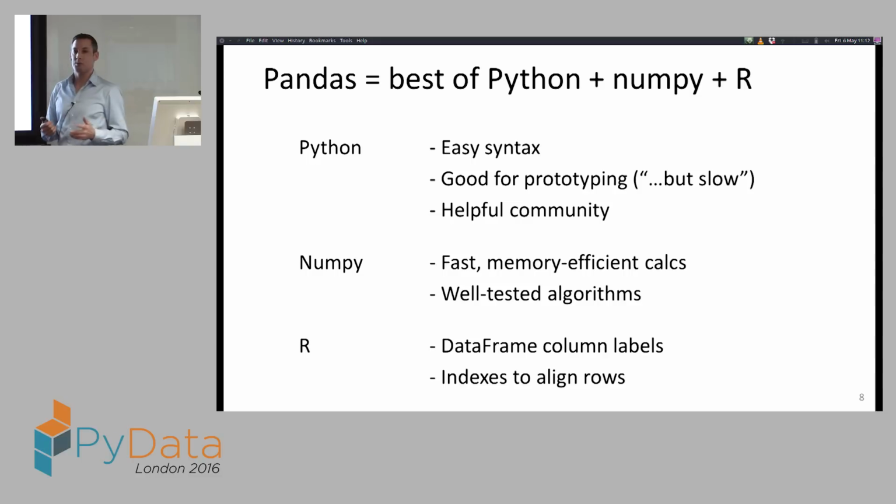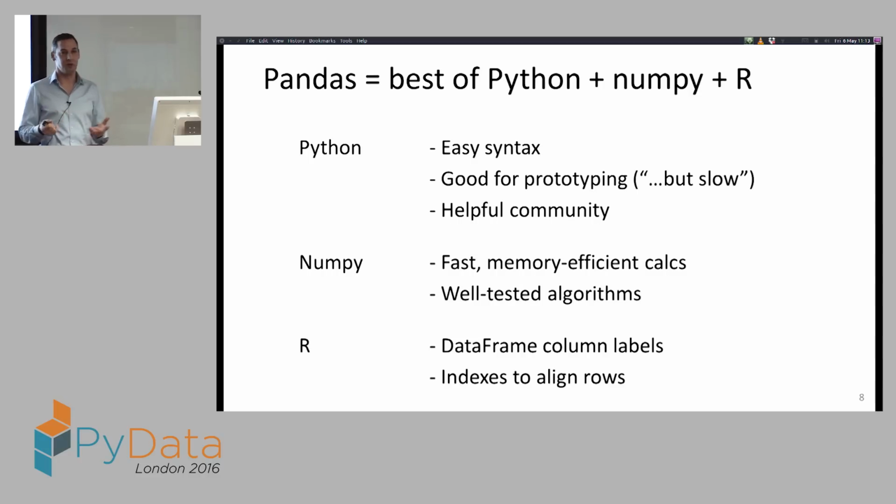So that's really the foundation of Pandas, and it was originally built as basically a thin layer on top of numpy that made numpy easy to use. So it's built on Python. Python gives us easy syntax, very easy to learn and easy to prototype with in a shell like IPython. It has a reputation for being slow. Another great thing that Python gives is a very helpful community that organises meetings like this, and that's really helped to get adoption.